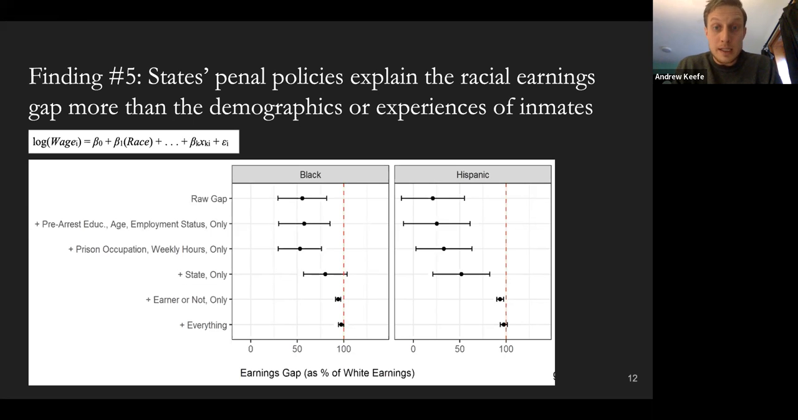In this regression, inmate state explains over half of the earnings gap between white and Black men and over a third of the gap between white and Hispanic men. As I explained earlier, we do not find racial inequality among earners, and thus it is not surprising that when we control for whether the inmate received any income, in the second to last line at the bottom, our raw gap is almost entirely explained away.